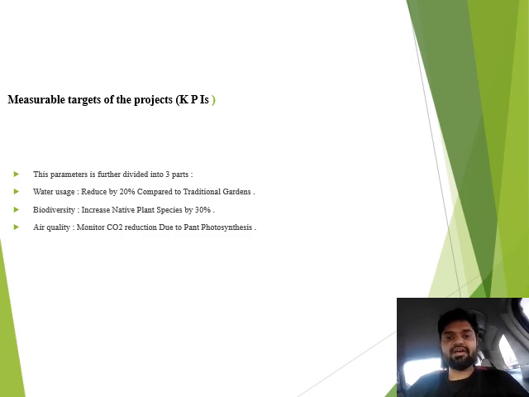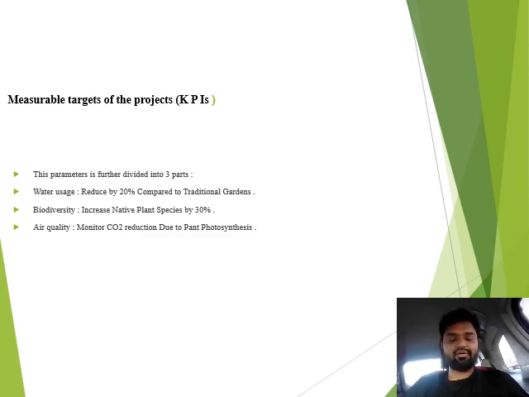Next is biodiversity. At the same time, we should be eco-friendly, and we should increase the native plant species. We should plant the species which are native there, increasing by 30%. If we apply rooftops in all buildings, it will obviously give a big boost to the biodiversity of plants in that area.